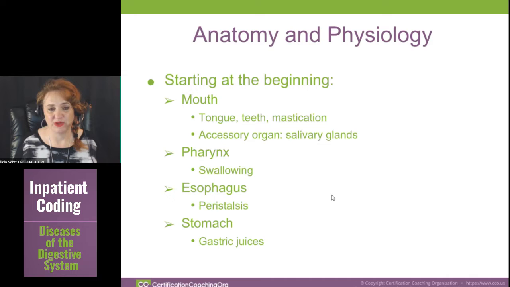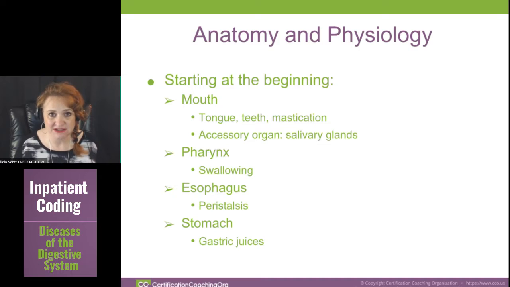With the mouth, we have, of course, the tongue. Don't forget that the teeth end up being part of the digestive system. And what does the tongue and teeth help us do? It's mastication, and that is ultimately just chewing our food. The salivary glands, again, are an accessory organ associated to that. And if you ever want to know how they work, just pop a lemon drop in your mouth and they'll go into hyperdrive for you.